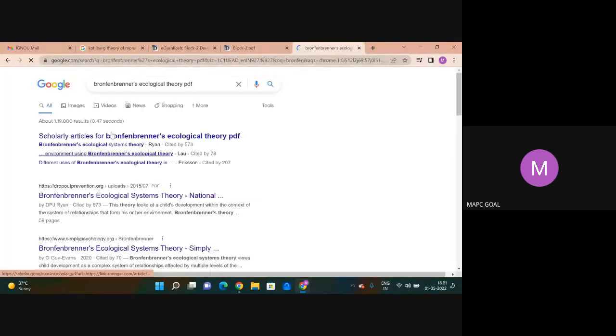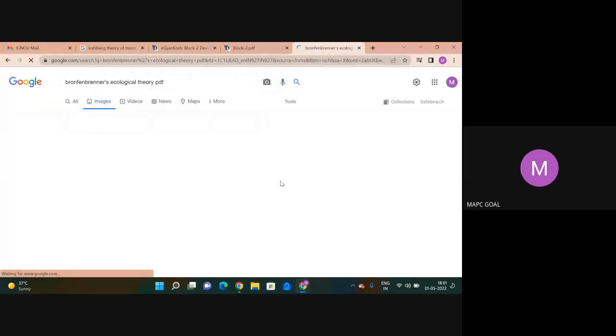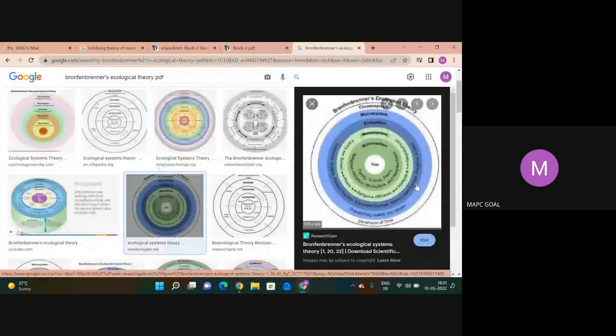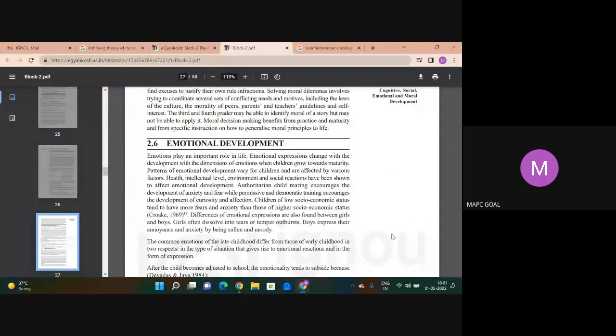Bronfenbrenner's ecological theory, I think we have seen this earlier also. If you see this, we have talked about this. It's not just our family and friends, but our neighborhood and our society also that plays a very important role in our development as a child. So this theory is very important. You can read about it in social development.